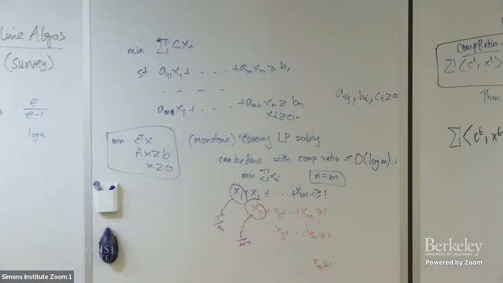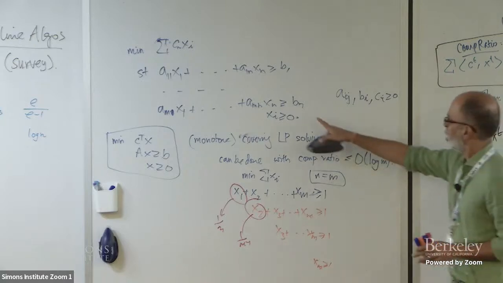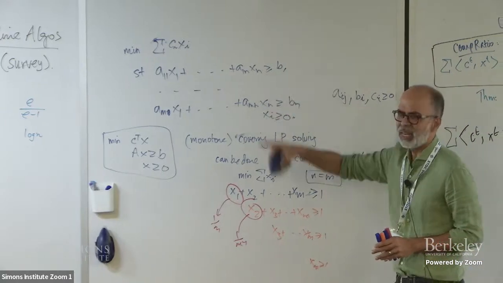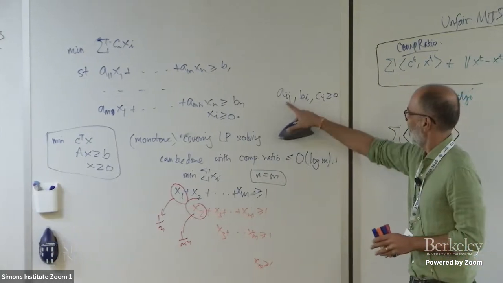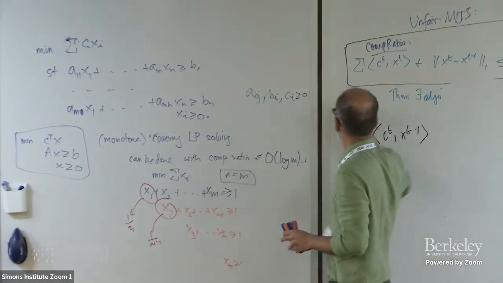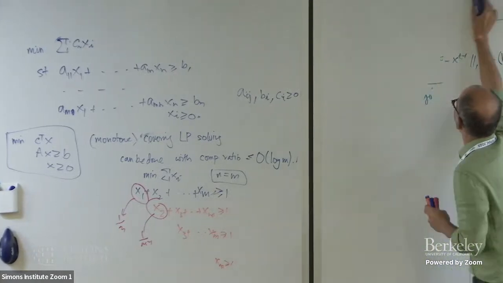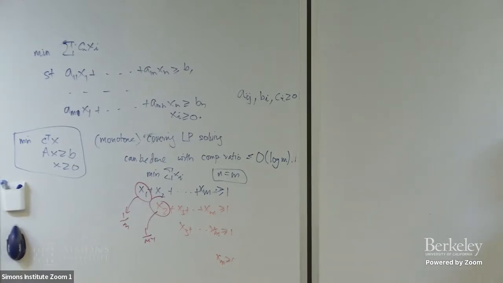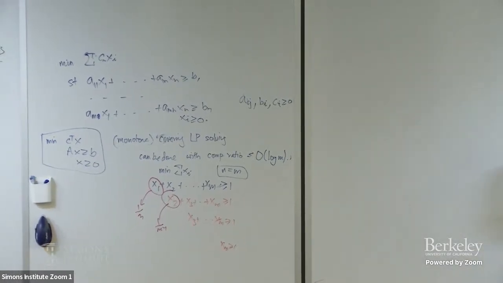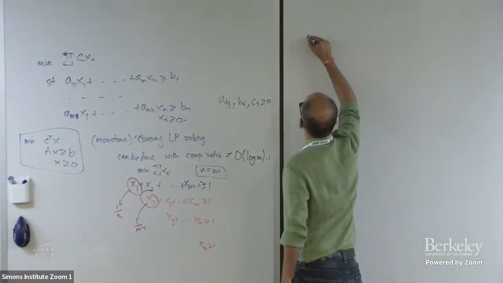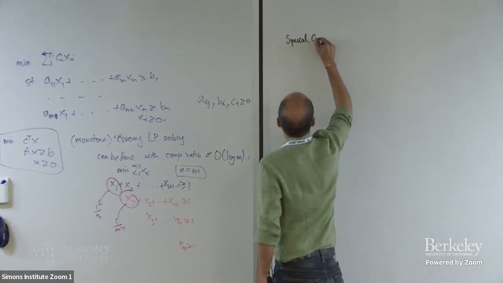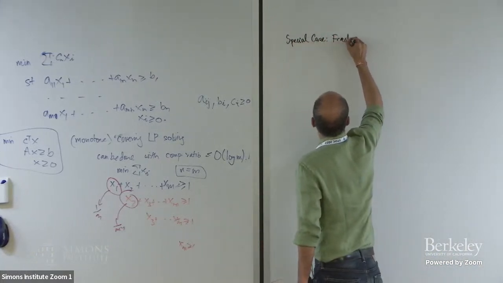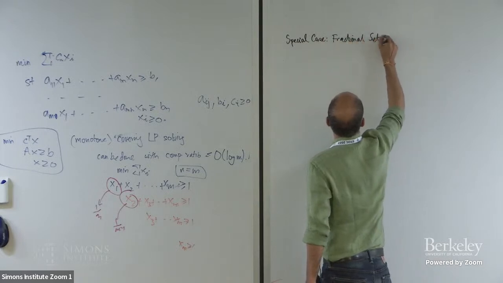And for the special case where all the numbers, the A's, B's, C's, are 1. Oh, maybe not all of them are 1. They're either 0 or 1. So I'll give you an algorithm for the special case: fractional set cover.